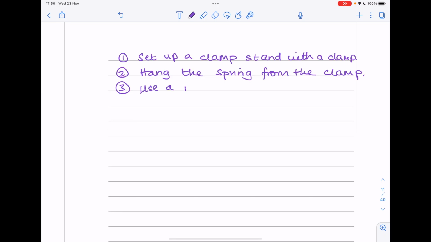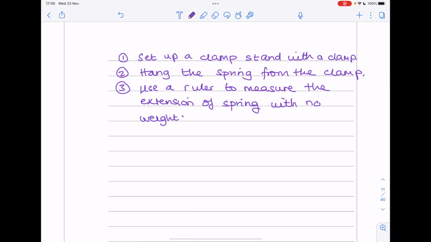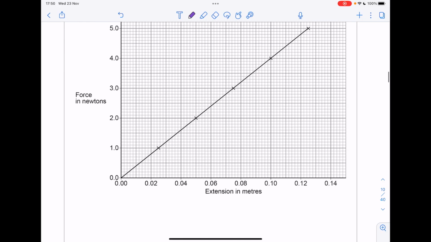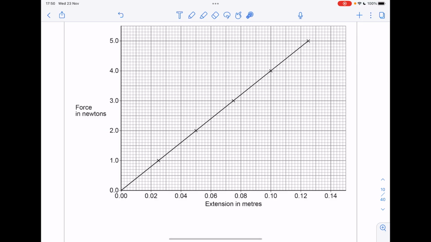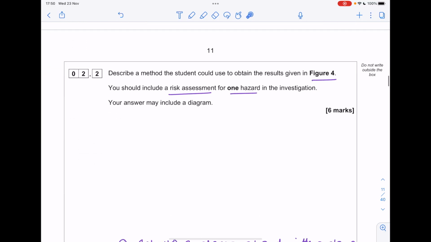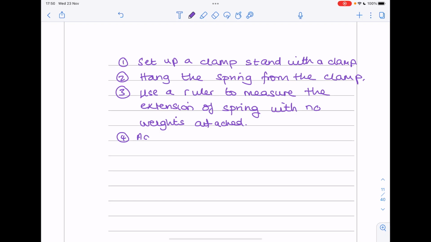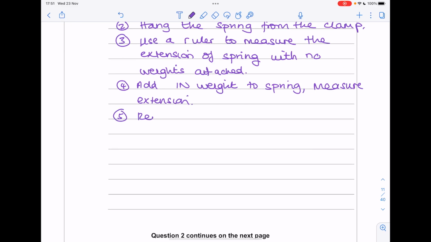Use a ruler to measure the extension of the spring with no weights attached. We add 1 newton, 2 newtons, 3 newtons, 4 and 5. So add 1 newton weight to the spring. Measure the extension. Let's repeat with all the other weights.